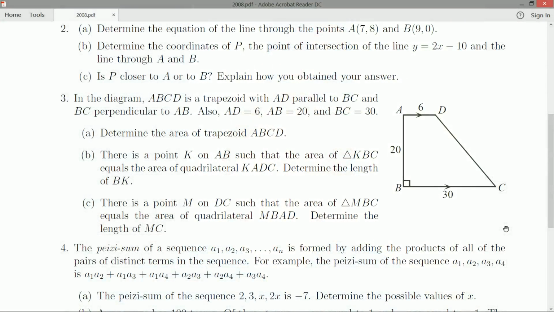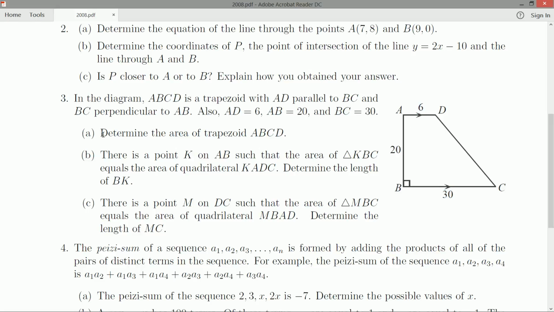So we've got 3 parts for question 3, A, B, and C, and we've got a diagram. In the diagram, ABCD is a trapezoid with AD parallel to BC and BC perpendicular to AB. Very nice. So that must mean that BA must also be perpendicular to AD. We might need to use that. We're told AD is 6, AB is 20, and BC down here is 30. Okay, so that's all the information we've got. If we want more things like angles, we're going to have to figure those out on our own.